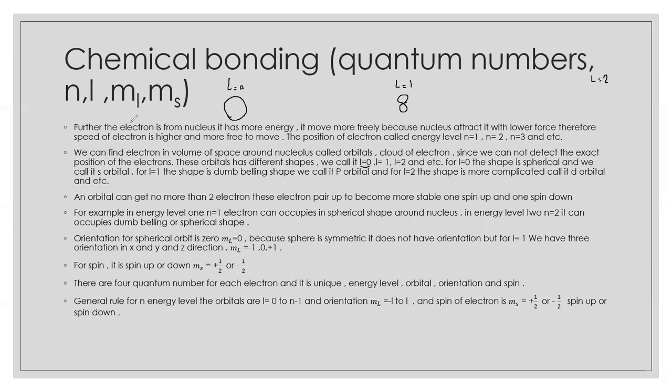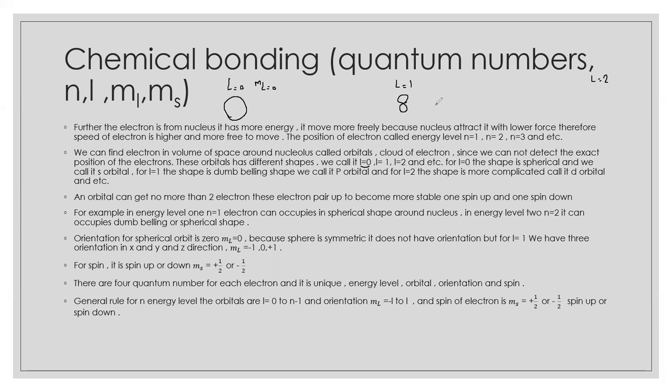Now, what is ml? If l is shape, ml is orientation. For example, l equals 0 is spherical. A sphere is symmetric. It doesn't matter which way you look at the sphere, it all looks the same. Because it's symmetric, we just have one state for this sphere, so ml is going to be 0. Just one ml.